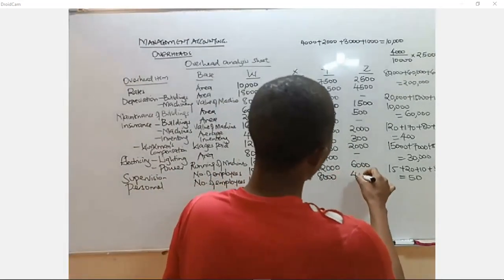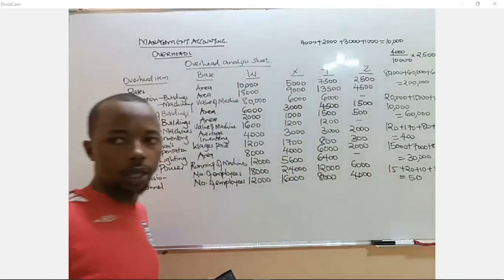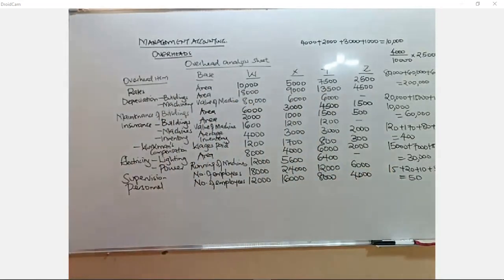The last one should be 4,000 because of the sequence.